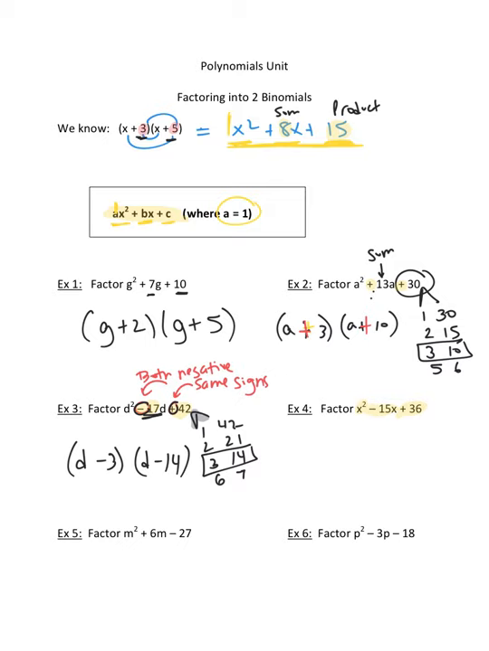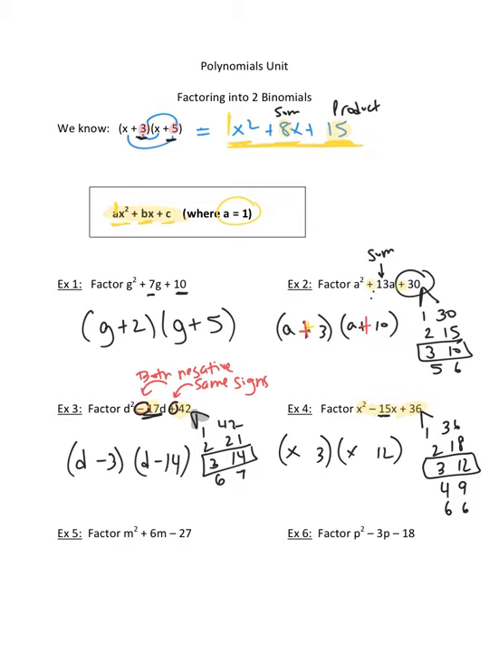So for example 4, I would look to my numbers and say, okay, what are my factors of 36? 1 times 36, 2 times 18, 3 times 12, 4 times 9, 6 times 6. I need a pair that has a sum of 15. Well, 3 and 12 add up to 15. So I go x times x is x squared, 3 times 12 is 36 and adds up to 15.